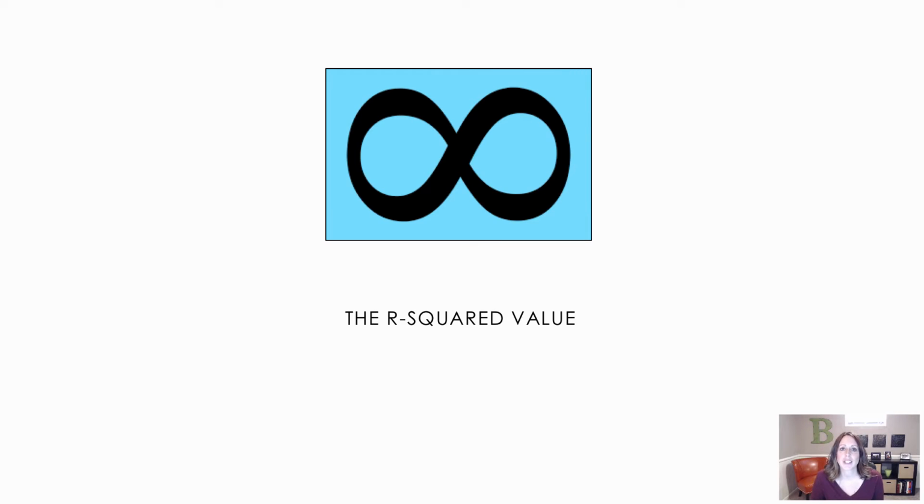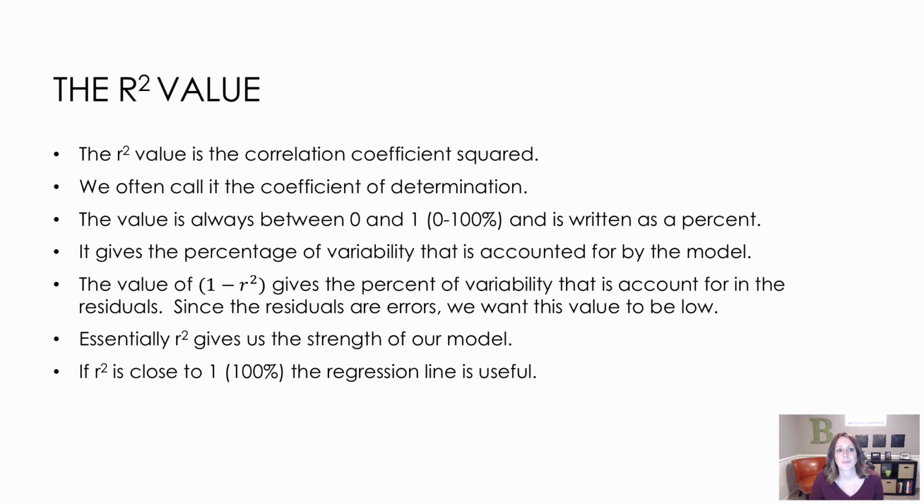In this lesson, we're going to talk about the R-squared value. Previously we talked about the correlation coefficient, which of course was R. Obviously, R-squared means I'm going to square that correlation coefficient. It's often called the coefficient of determination. What we really need to know is what exactly does R-squared mean?